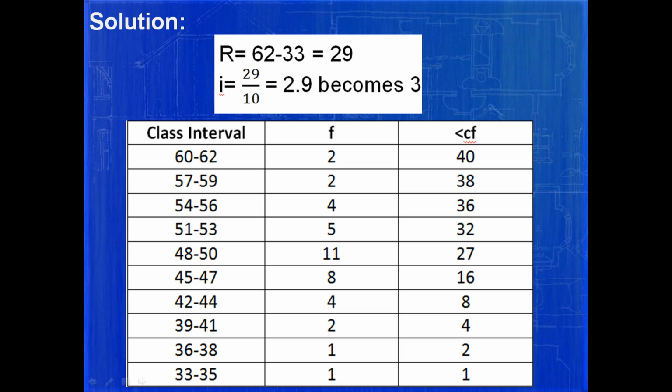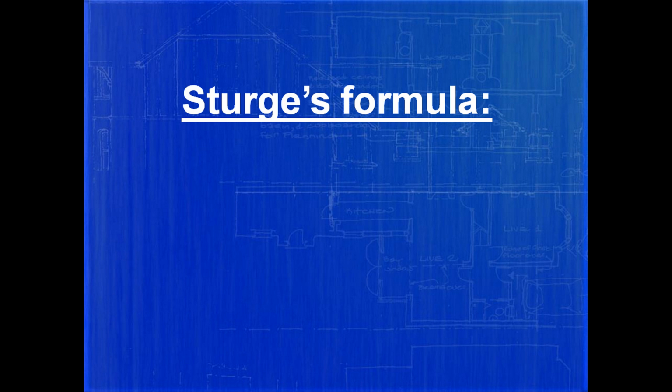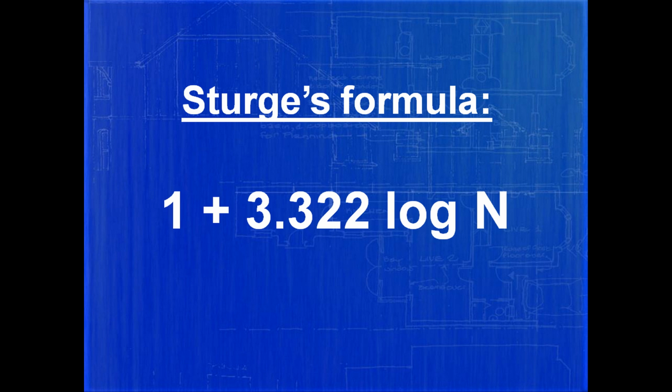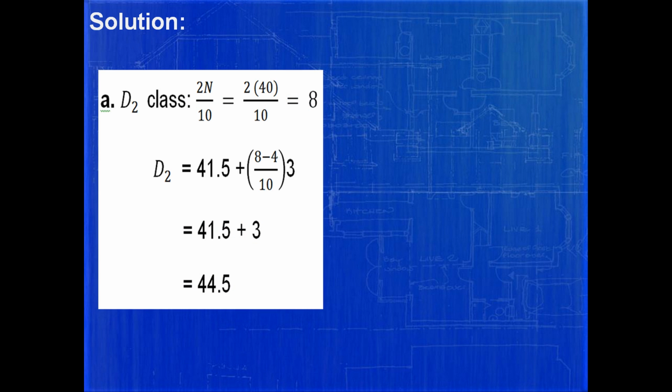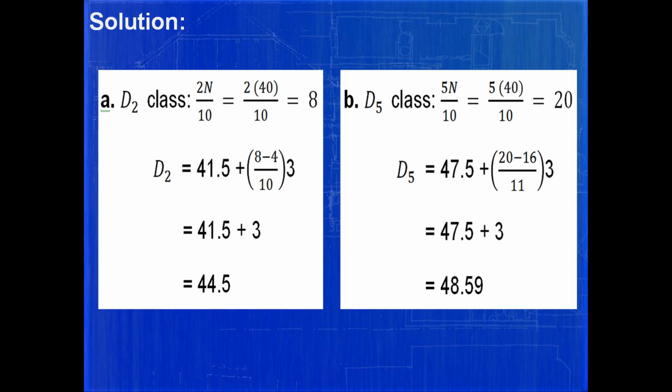In getting the number of class intervals, you can use the Sturges formula. So the Sturges formula is 1 plus 3.322 log n, where n is the total number of data. Note that you can only use between a maximum of 20 and a minimum of 5 for your class intervals. So my D2 is equal to 44.5 and D5 is equal to 48.59.